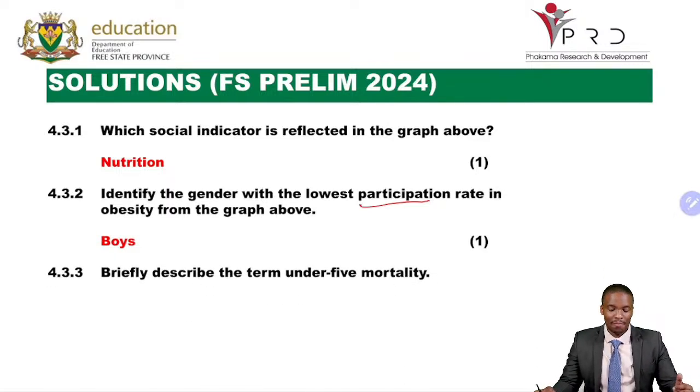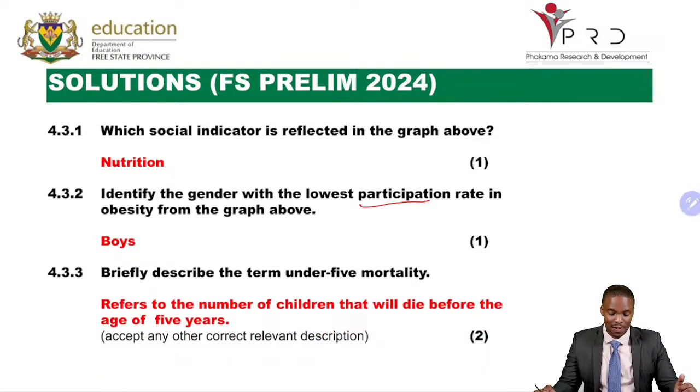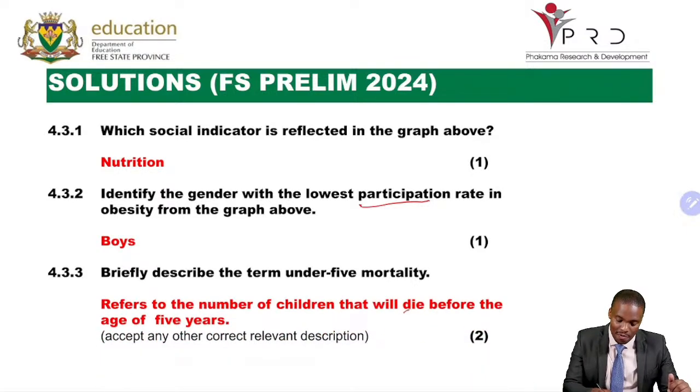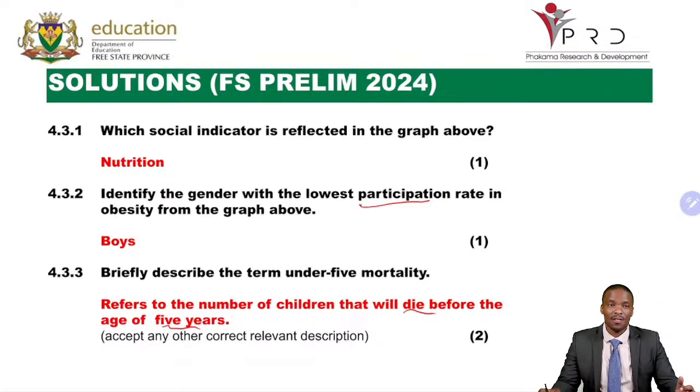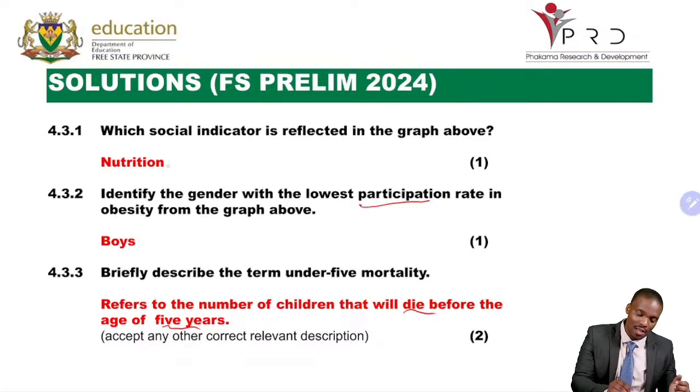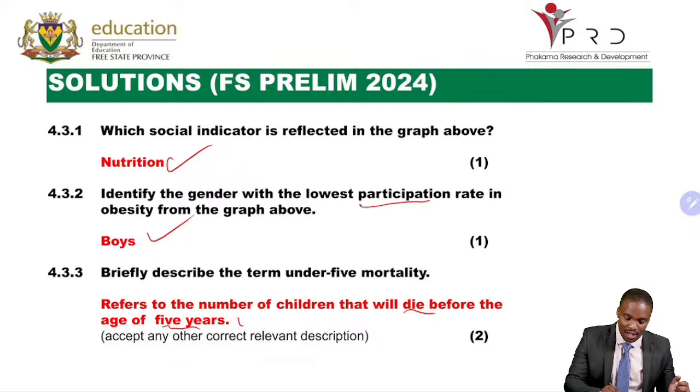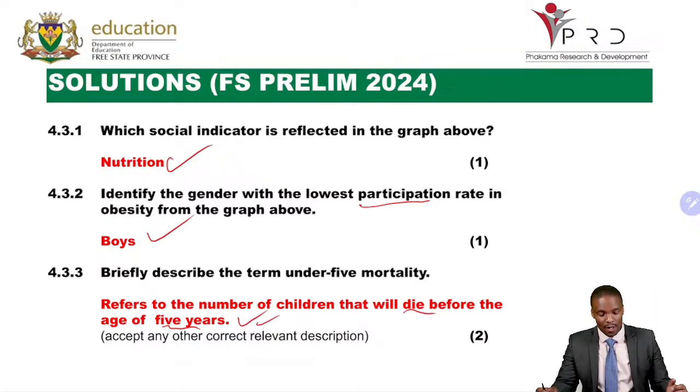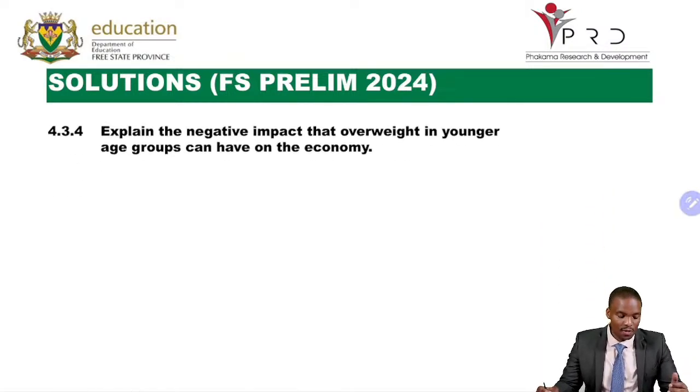That could also be a factor, because in schools generally there are more girls than boys. Number 3, briefly describe the term under 5 mortality. Here we said it refers to the number of children that die before the age of 5 years. That is the key factor there. So these are the marks that you get, they are given to you. Okay, and then the last 2 questions.